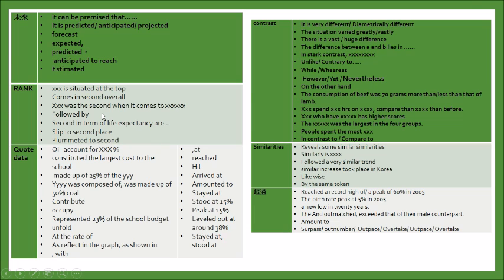You may also compare and contrast the data. For example, you may say there's a huge difference between A and B. And then you can also compare the similarities between different data. And then you can also compare the data by saying the birth rate peaked at 5%, but it has reached a high peak of 60% in 2005.